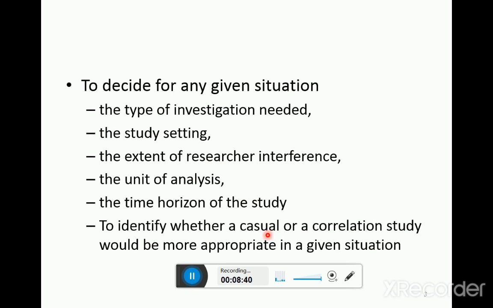This is just an overview: when the researcher designs the research, so what points does he or she have in mind? The researcher first investigates the type of investigation, then they study the study settings, then the interference, then the unit of analysis, then they study the time factor of the study, and then they identify whether it is a cause and effect study or a correlational study.